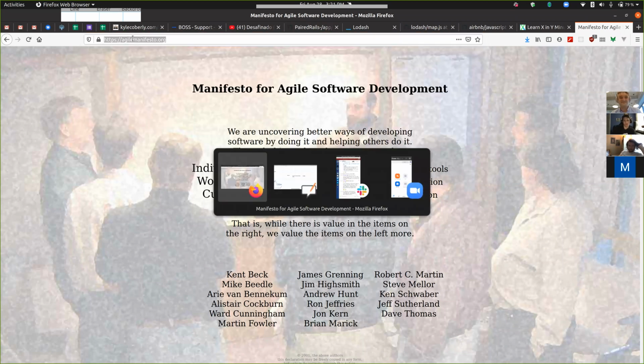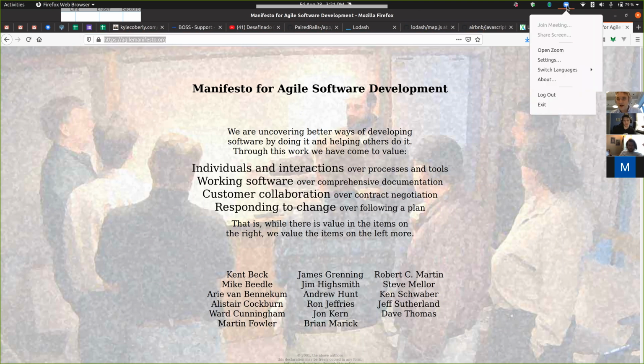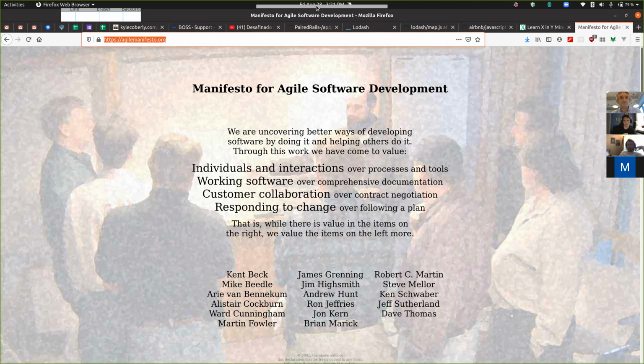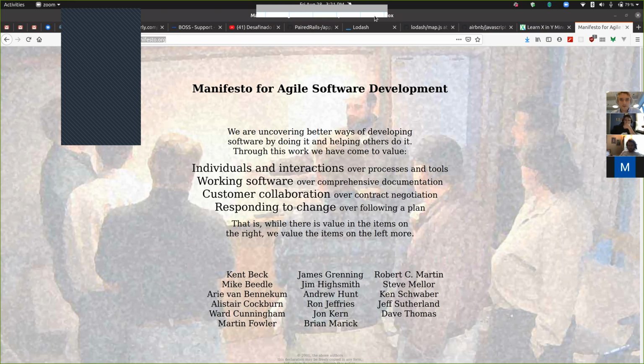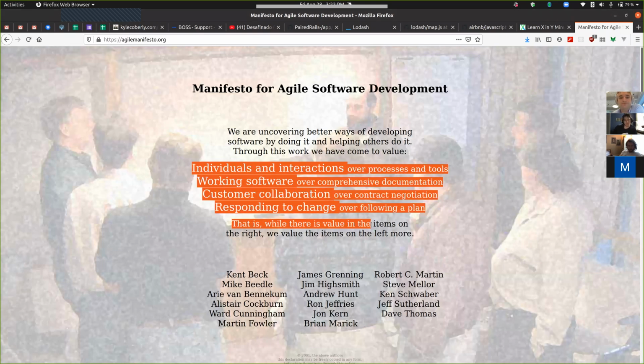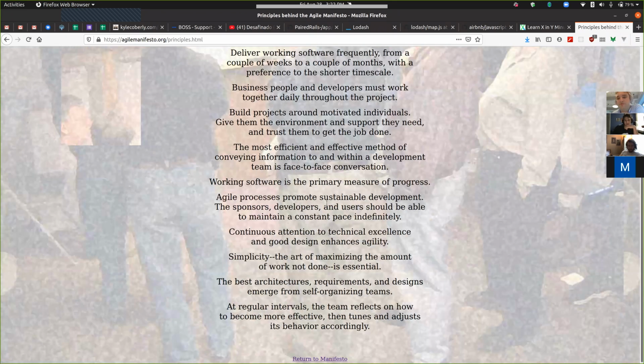I'll throw this in the chat. I want you all to take a couple minutes and read through it. All right. So let's take 7 minutes, and I want you to read through two things. One is these are the values. That's what's on the first page. And then I want you to go to the principles. There's 12 principles.